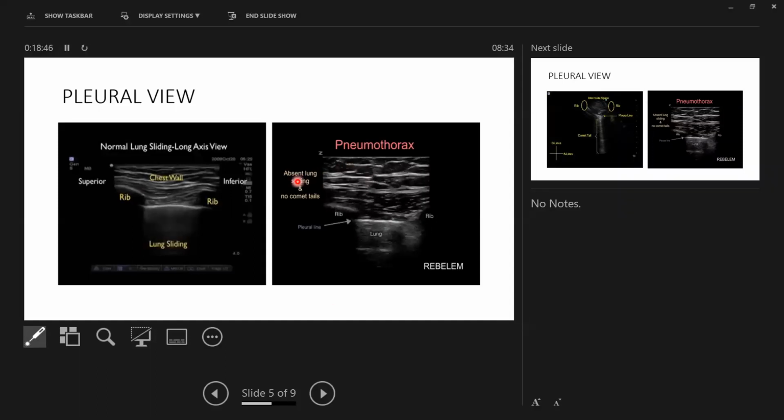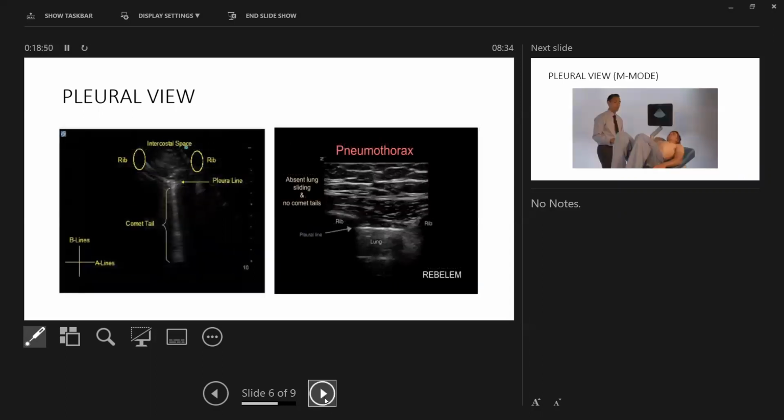Right? So like I say, absent lung sliding, no comet tails. So just to make it clearer what a comet tail is. You've got your rib, pleural line, and then this is a comet tail. Now it's also known as a B line. The first one that goes horizontally is called an A line, and this one here that shoots down is called a B line.